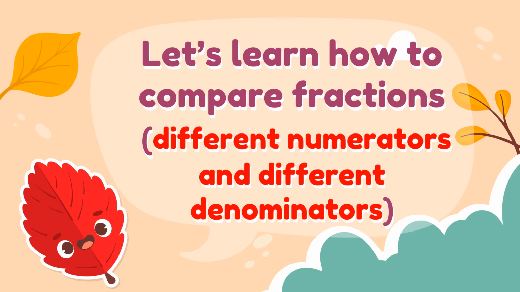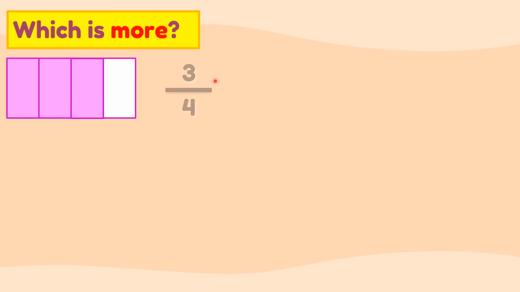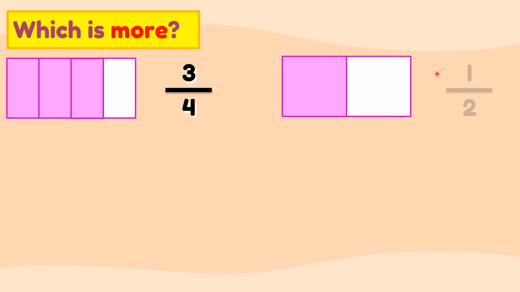Let's learn how to compare fractions with different numerators and different denominators. Now, let's look at this example. Which is more? Let's look at the first fraction, 3 over 4. The second fraction is 1 over 2. Now, let's look at the numerators and denominators. These two fractions have different numerators and different denominators.